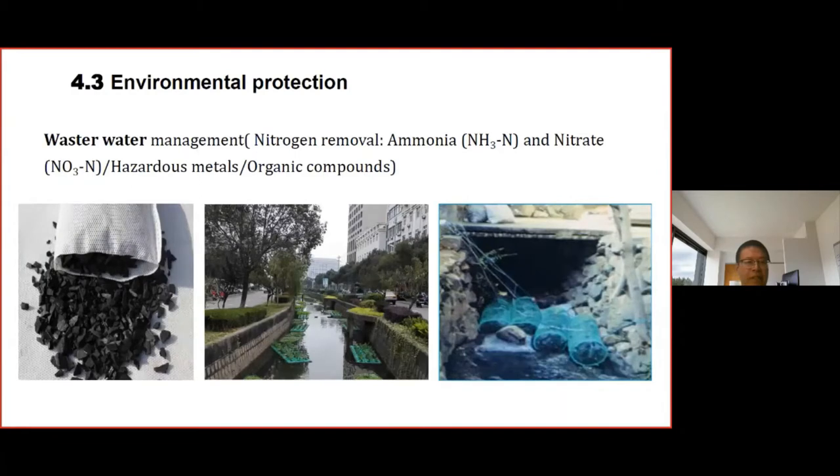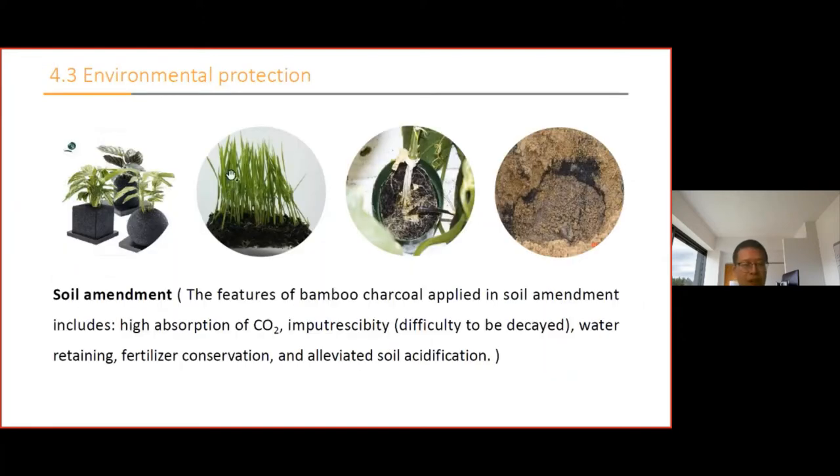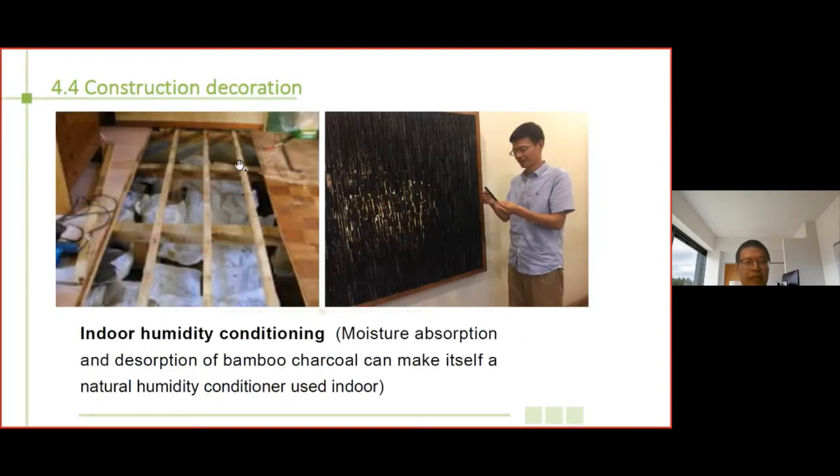We can use bamboo for waste water management, not just remove. We can use bamboo charcoal for air purification, for soil amendment. Biomaterial for soil amendment is very popular in the world. We can use bamboo charcoal for construction decoration, indoor humidity conditioning. Moisture absorption and desorption of bamboo charcoal can make it safe and natural humidity conditioning used indoors.